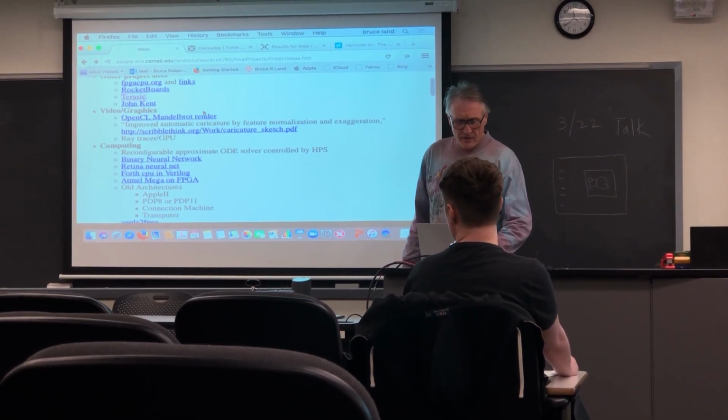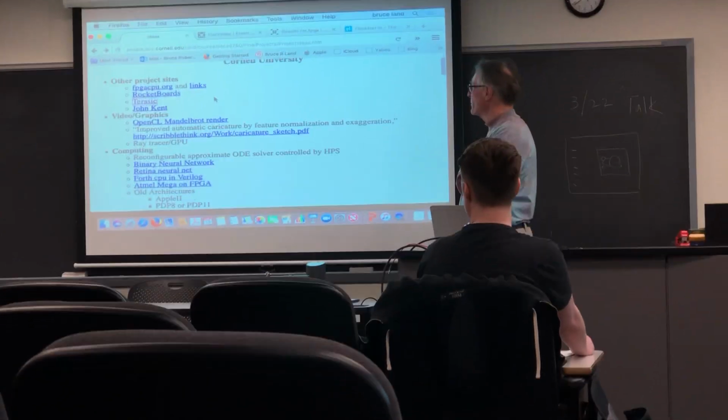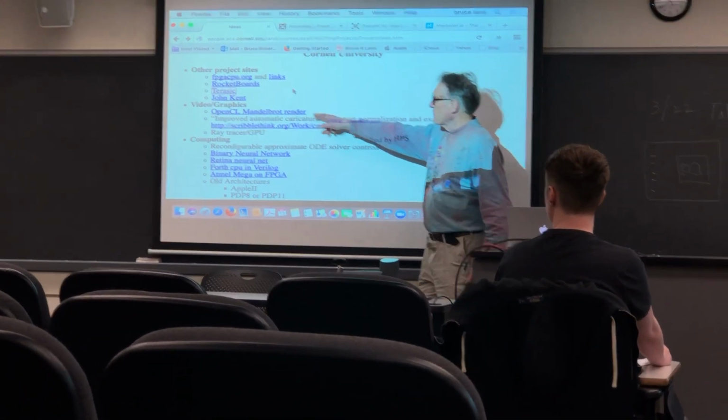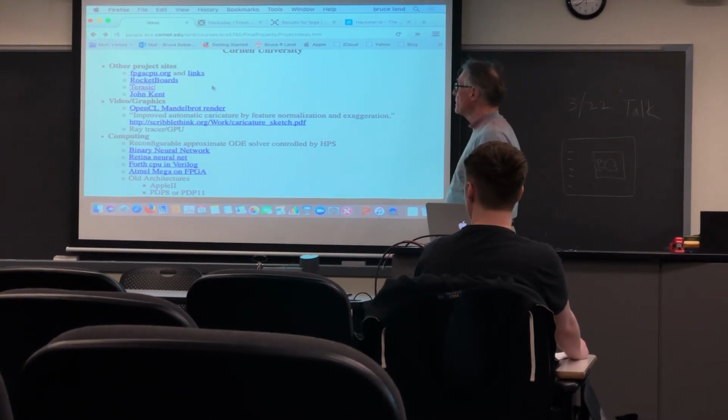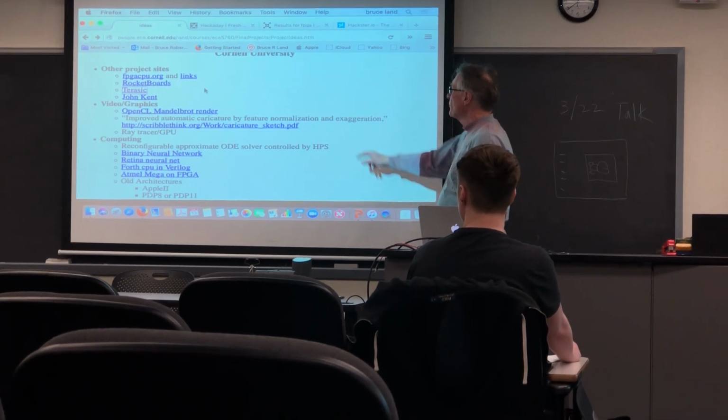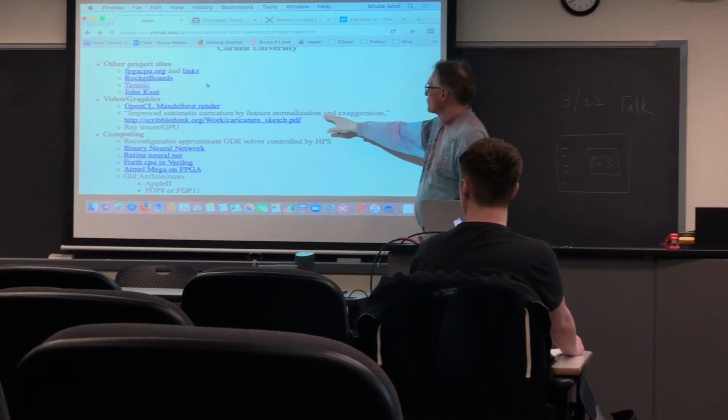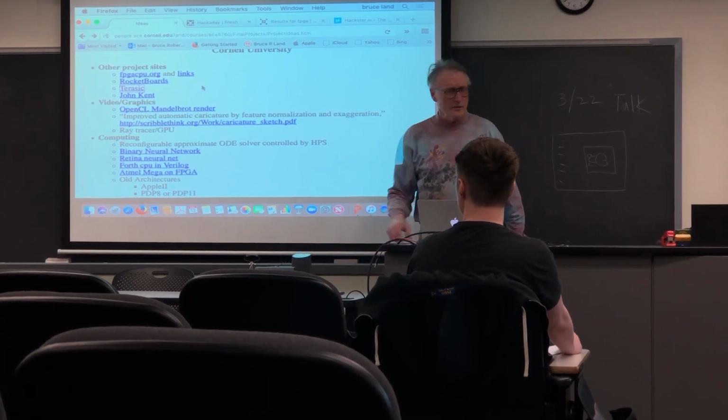I'm trying to break these down into something reasonable. There's some other project ideas. OpenCL Mandelbrot render. It'd be fun to know if that was faster, slower. Improved automatic caricature by feature normalization and exaggeration.